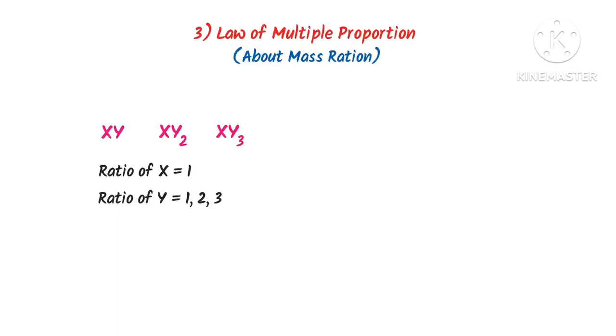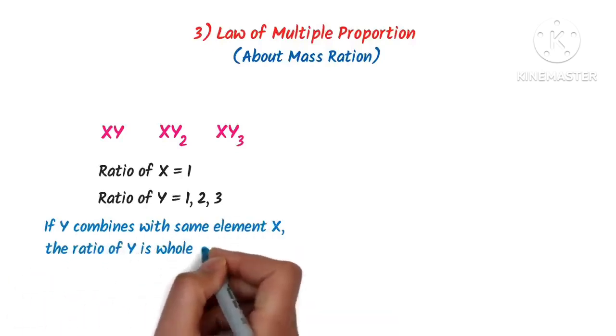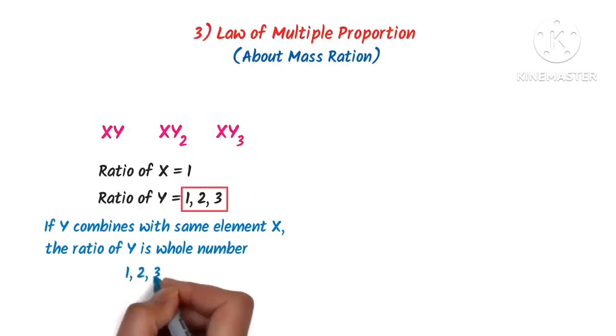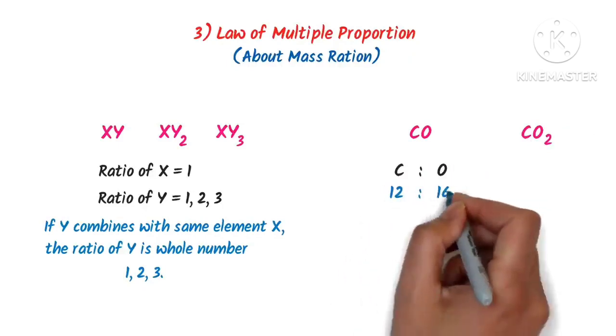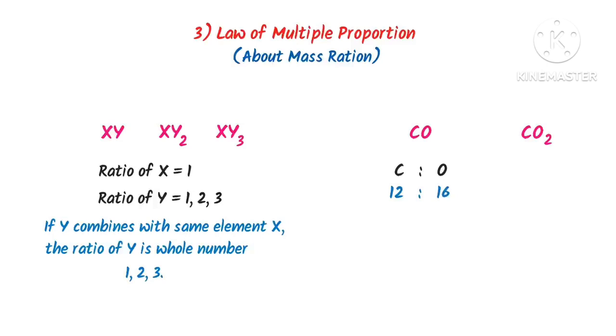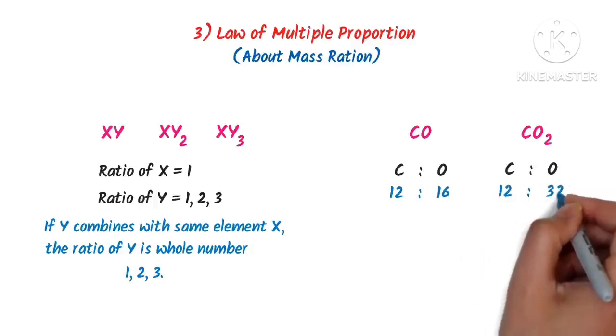Now listen carefully. We say that if Y combines with the same element X, the ratio of Y is a whole number like 1, 2, 3. Let me repeat it. If Y combines with the same element X, the ratio of Y is a whole number like 1, 2, 3. This is what the law of multiple proportion explains. Let me give you one real example. Consider carbon monoxide and carbon dioxide. In carbon monoxide, the ratio of masses is 12:16, while in carbon dioxide, the ratio of masses is 12:32.